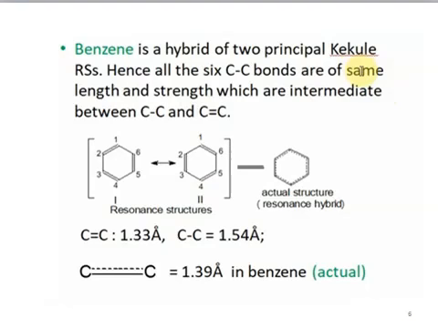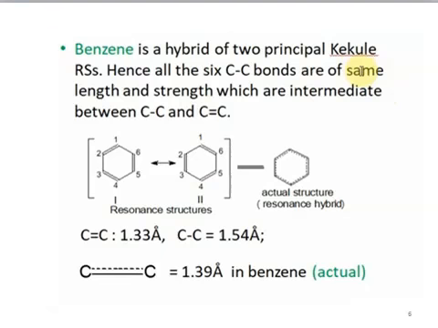Again, we have another example. This is a typical example of benzene. So benzene is a hybrid of two principal Kekulé structures, right? Both of these are not the original molecule. So both of these are resonance structures or contributing structures, right? We also have Dewar structures, but since their contribution is lower, we are not showing them here, right?